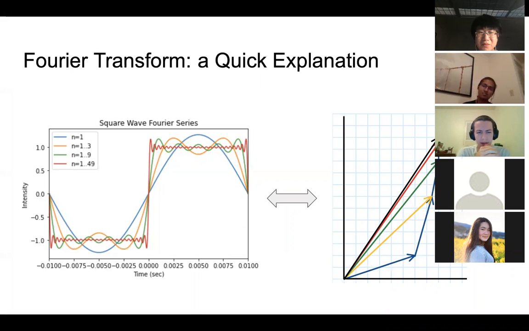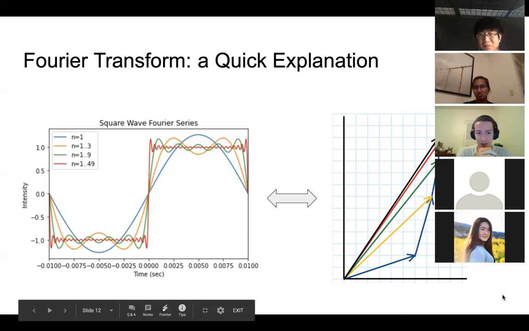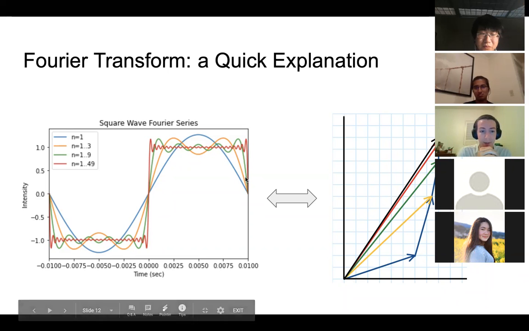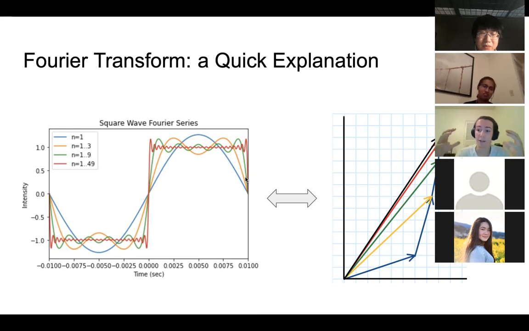So the idea behind Fourier transforms is that these sinusoids that we see everywhere, that you've seen since trigonometry, act like vectors. And when you have a function, you can actually describe it as if it's just a sum of different vectors.